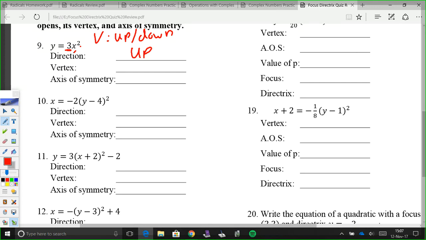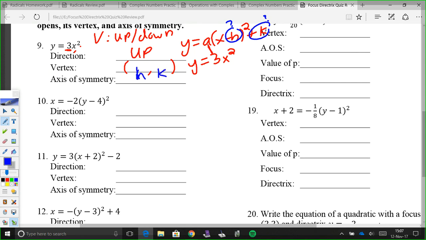Now the vertex is hk, and it's an ordered pair. So remember, this takes the form y equals a times (x minus h) squared plus k. Remember, we just wrote that not too long ago. Now this one is just y equals 3x squared. A is clearly 3, but where is my h and where is my k? Because those numbers make up my vertex here. Well, I don't see h, which means h is 0. I don't see k, which means k is 0. So my vertex is going to be 0, 0.